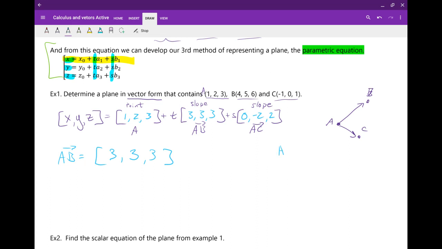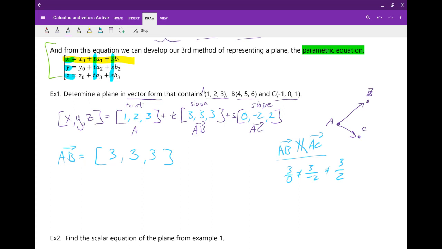Now we must check just to make sure that AB is not parallel to AC. How do we know that it's not parallel? Because 3 over 0, the x-coordinates, is not equal to 3 over -2, which is not equal to 3 over 2. Remember, that's one of the quick ways of determining if two vectors are parallel in 3 dimensions: you can check the ratios of their x, y, and z components.